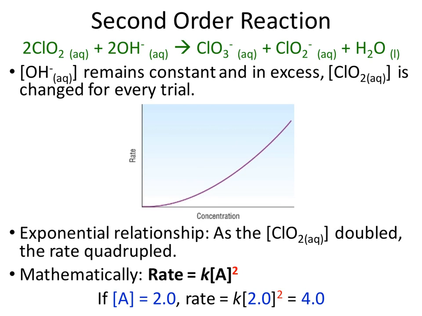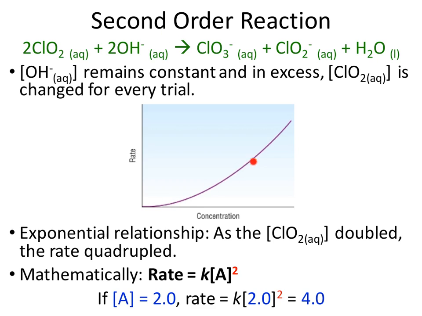We also have a second order reaction where if we change the concentration of a reactant, it has an exponential increase in the rate. Here we have a new equation, and we want to see what effects changing the ClO2 has on the overall rate of the reaction. So in this case, we're going to keep our OH constant, and we're going to gradually increase the concentration here, measuring the rate of the initial reaction.